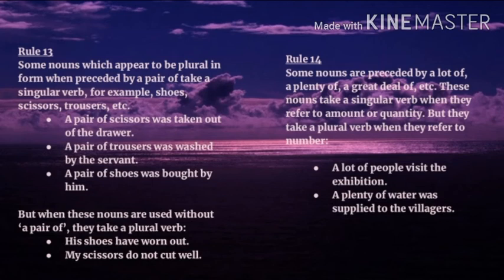For example, his shoes are worn out. Here, no pair of shoes is mentioned, right? So it is considered as a plural noun. So a plural verb is used in the sentence. Next example, my scissors do not cut well. Here, scissors is considered as a plural subject, so a plural verb is used in the sentence. So we can clearly understand, if a pair of is used in the sentence, use a singular verb. If not, you can use the plural verb in the sentence.